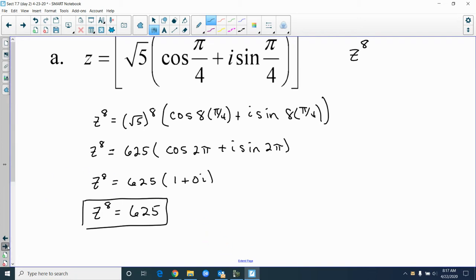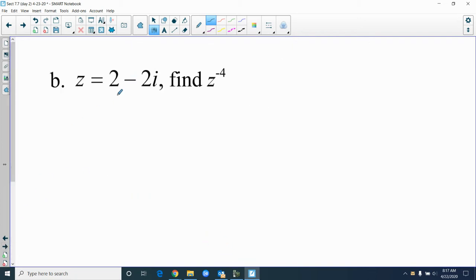Now, for part B, it says z equals 2 minus 2i. Find z to the negative 4th. As long as it's an integer, positive or negative, we can find that. Now, what we want to do is convert z to polar form. So we have to find the angle, and we have to find the r value.